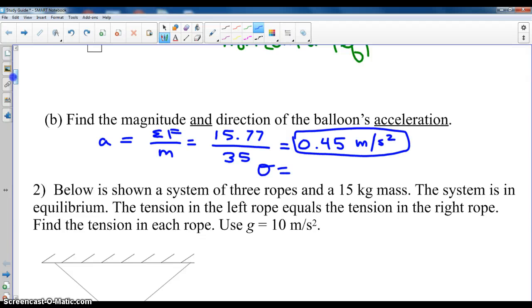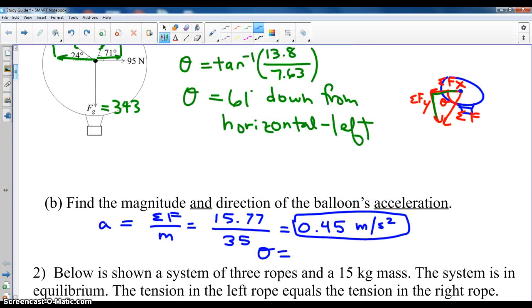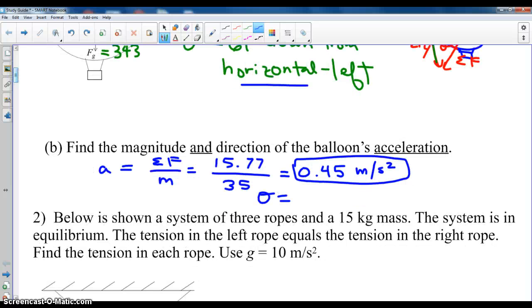And of course, theta for the acceleration is the same as what we found before. So if the total force points along this angle, then the acceleration, which is just smaller because it's 0.45, points in the same exact direction. They always have the same direction. If you push at an angle, then you accelerate the thing at the same angle. So it's 61 degrees down from horizontal left.